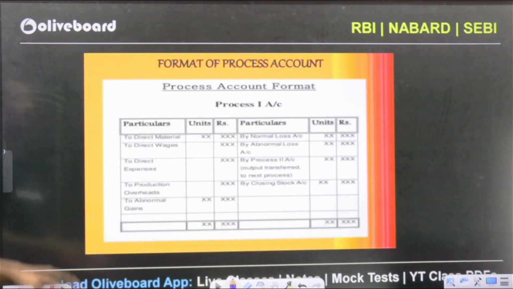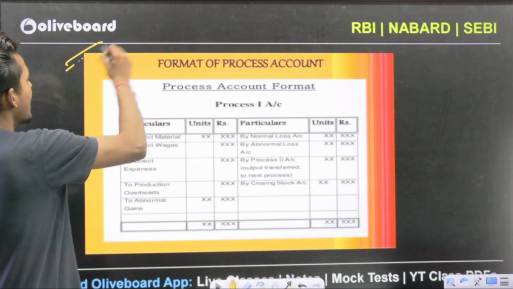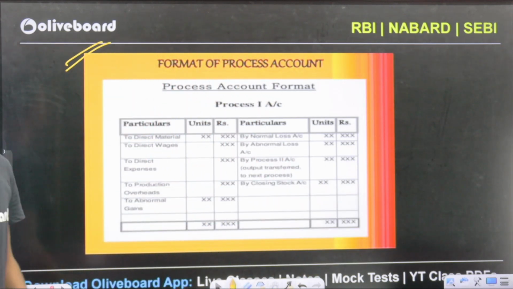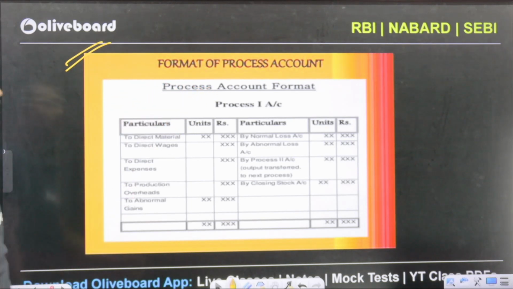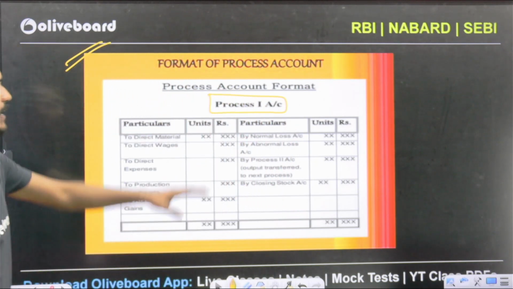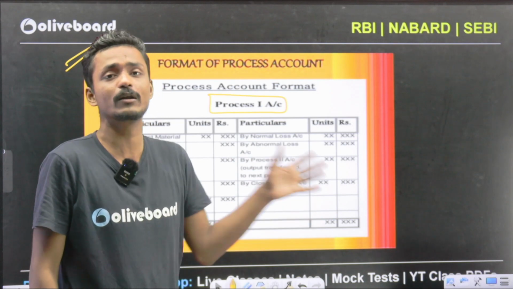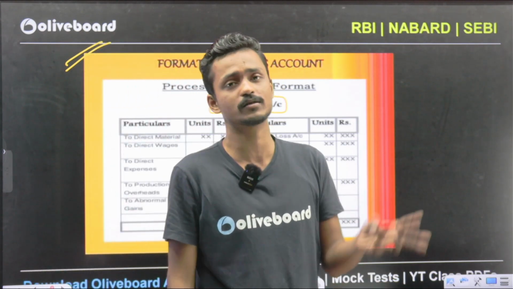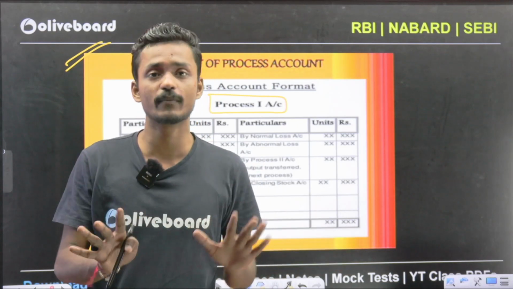Now we have a format of process costing. Now you can see we have a format of process costing. How will we do the process costing accounting? For doing the process costing accounting, you have to prepare so many process accounts. Like you can see here the process 1 account. In the similar way, the same format will be used in your process 2 account, process 3 account, or process 4 account, whatever the process is, that is the requirement of the question.